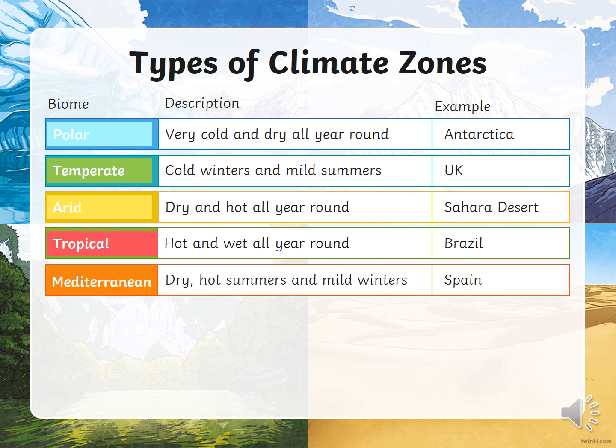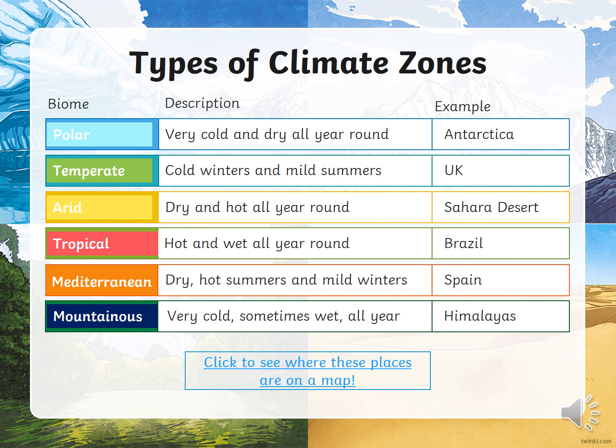A Mediterranean climate has dry, hot summers and mild winters. So somewhere like Spain would be a Mediterranean climate. And you have a mountainous climate, which because it's in the mountains and how high they are, it's very cold, sometimes wet all year round, which is why in some countries that at sea level are very warm, if you go up to the mountains, there can still be snow on the top of them because it is still very cold in those mountainous regions.